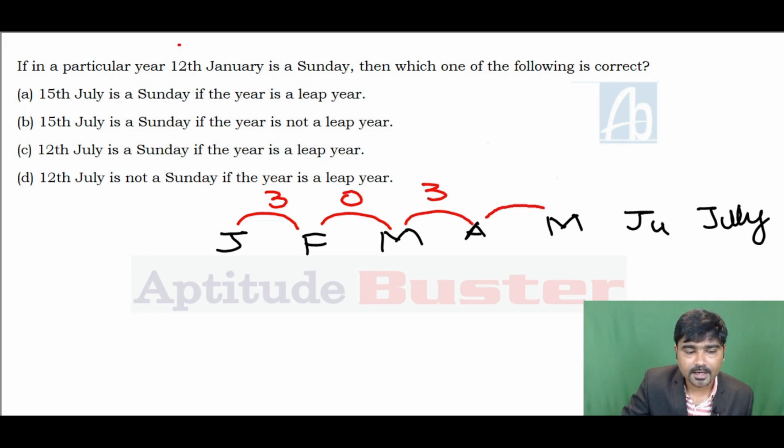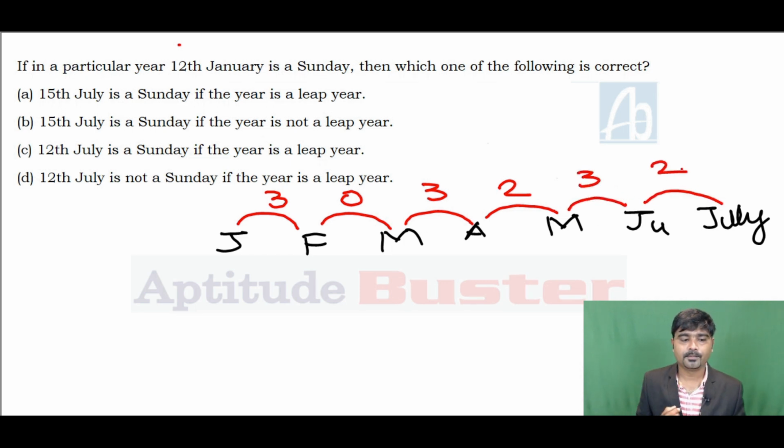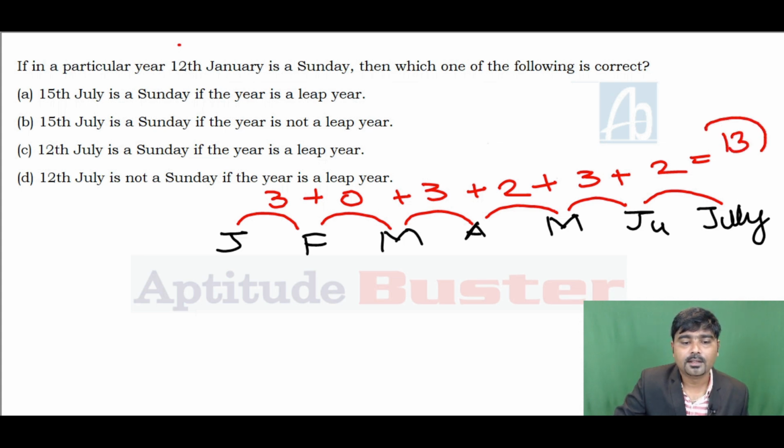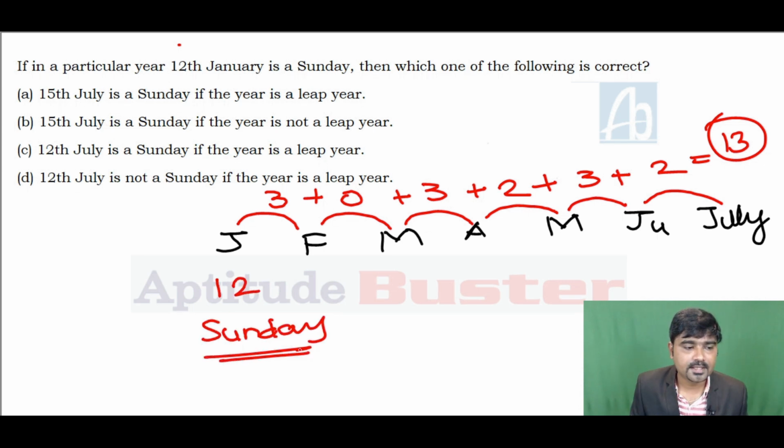In this case the carryover is 2. In this case the carryover is 3. In this case the carryover is 2. Have you understood? 3 plus 3 is 6, 8. 8 plus 3 is 11. 11 plus 2 is 13. Okay, 13. Once January 12th is Sunday, if I consider a normal year, then the 12th should be Saturday actually.